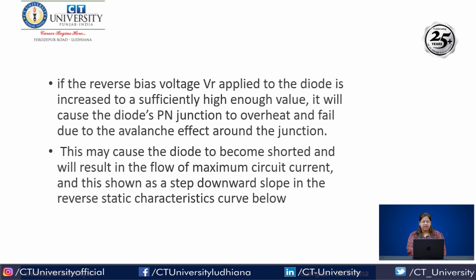If the reverse bias voltage VR applied to the diode is increased to a sufficiently high value, it will cause the diode's PN junction to overheat and fail due to the avalanche effect around the junction. This may cause the diode to become shorted and will result in the flow of maximum circuit current, and this is shown as a step downward slope in the reverse static characteristics curve below.